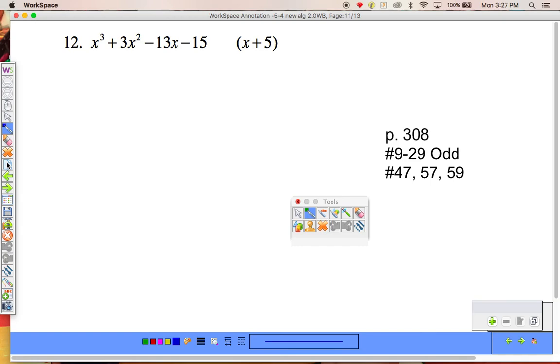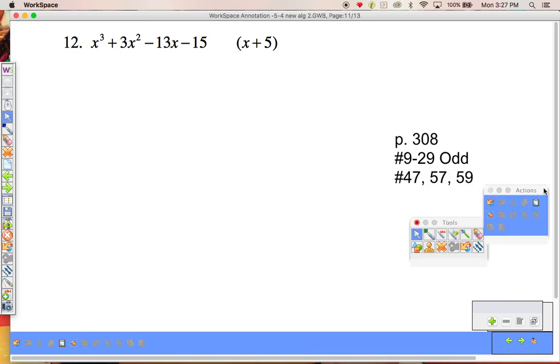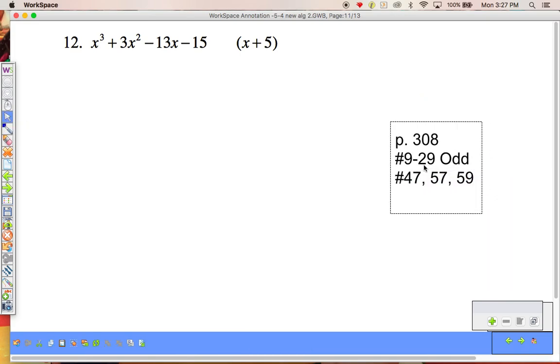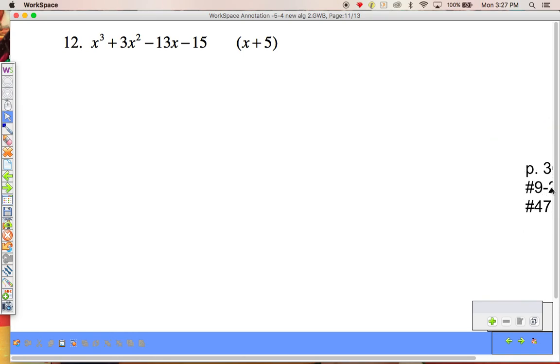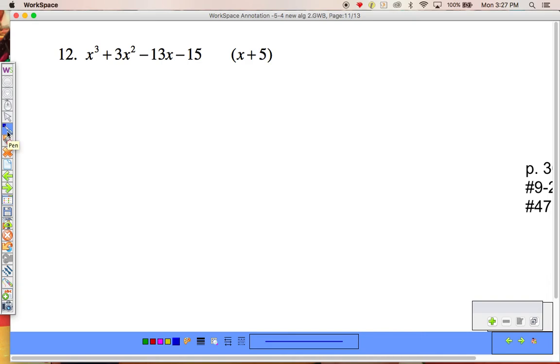All right. Try this one. Factor completely. X to the third plus 3x squared minus 13x minus 15. One of the factors is x plus 5. Find me the other two factors. So go ahead, if you need to, pause the lesson, find me the other two, and then unpause when you need to, and keep pausing and unpausing to follow the steps with me. All right, so give it a try.